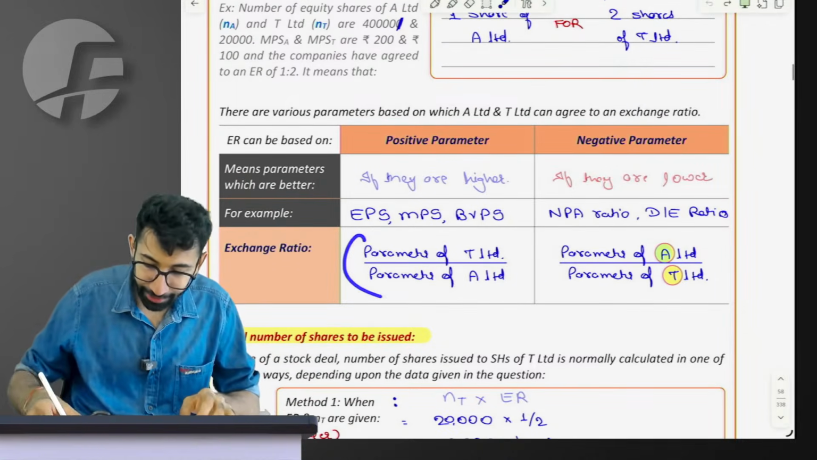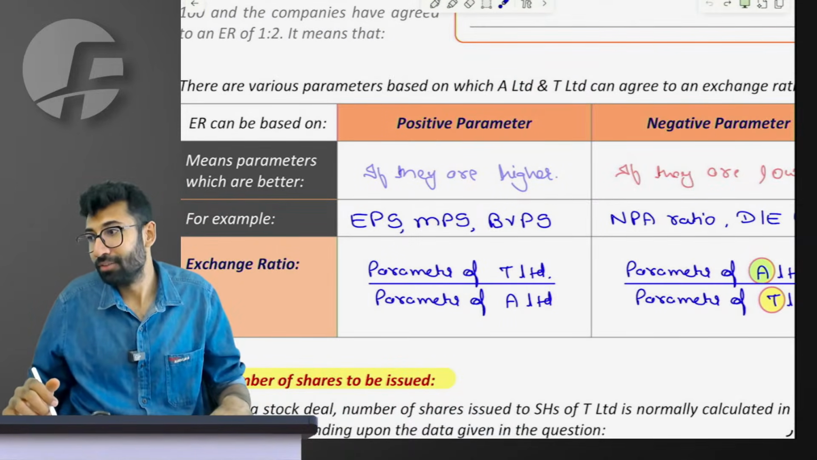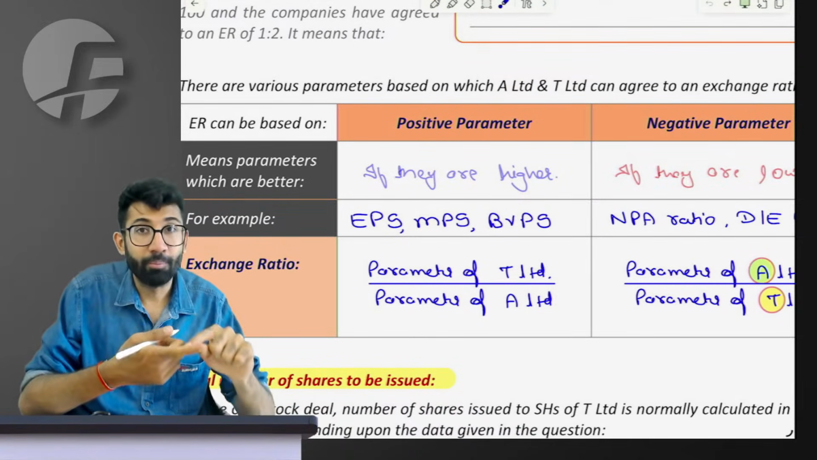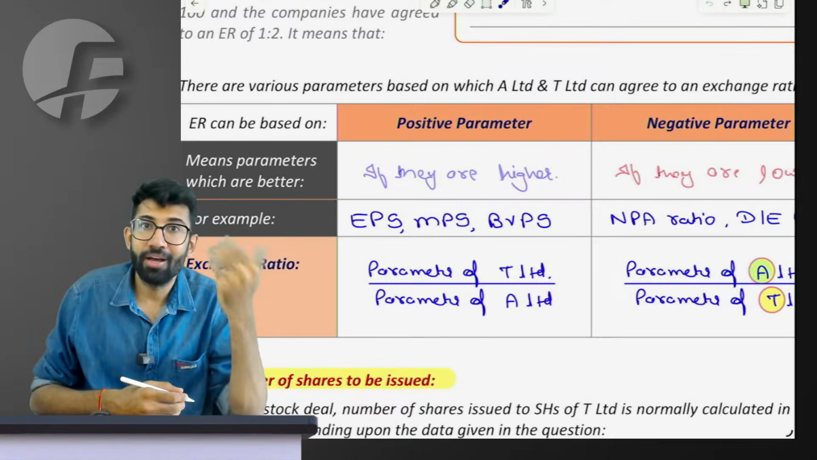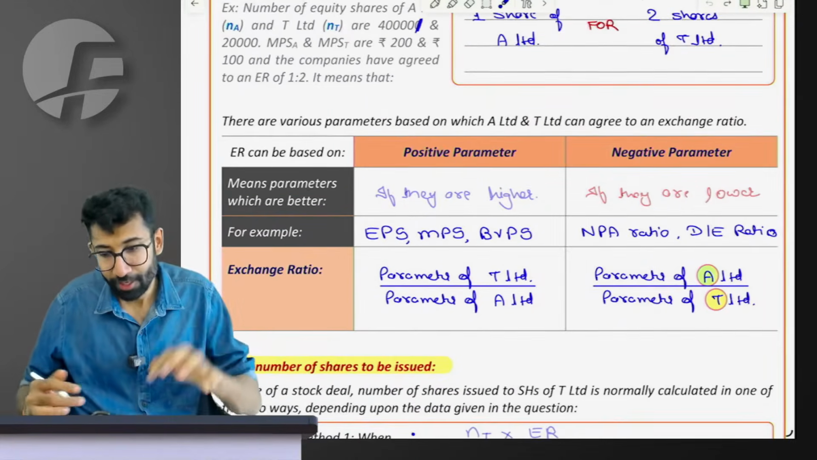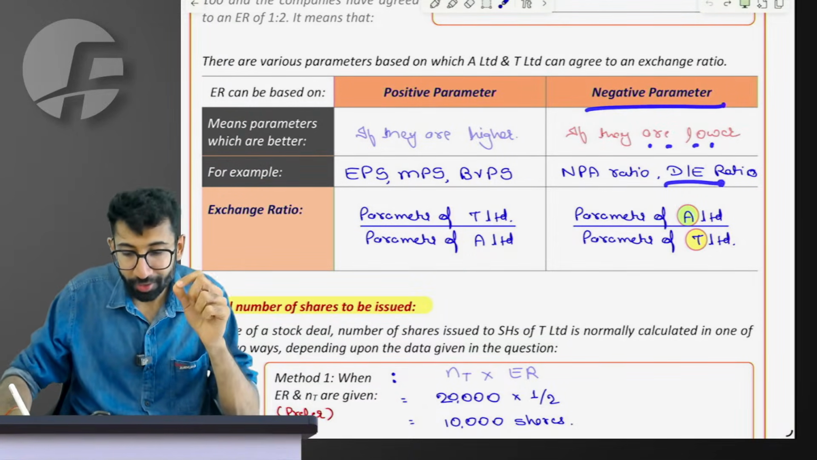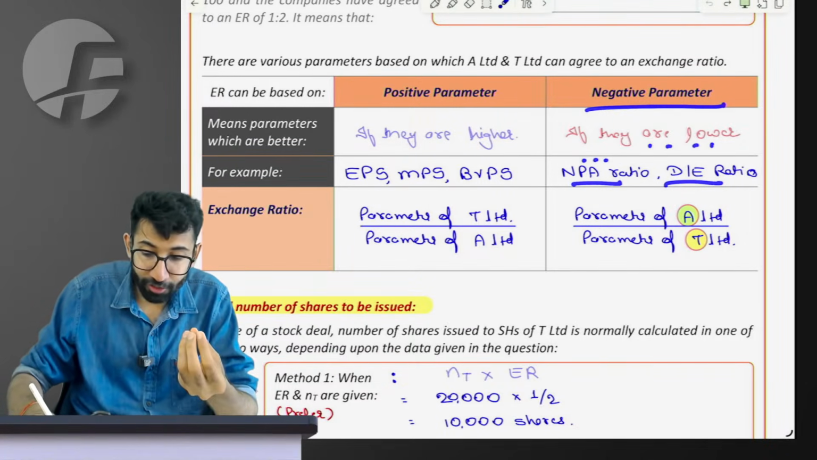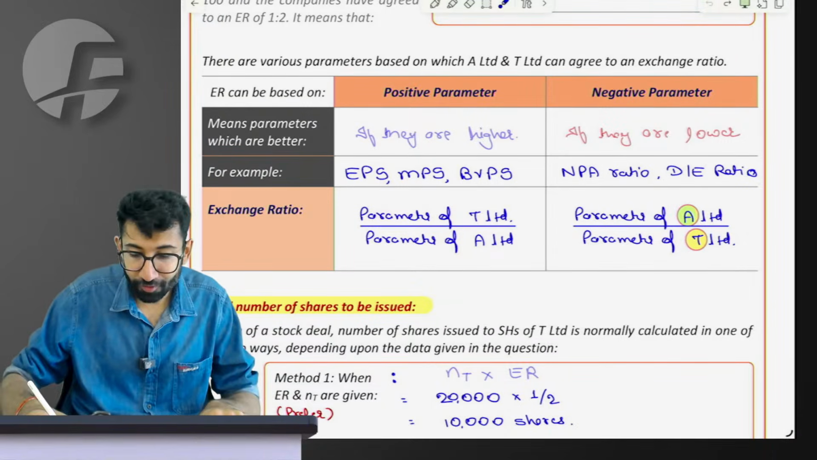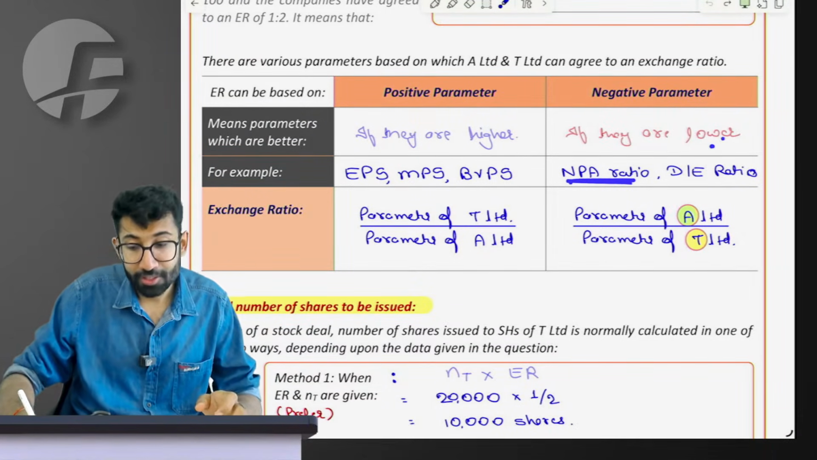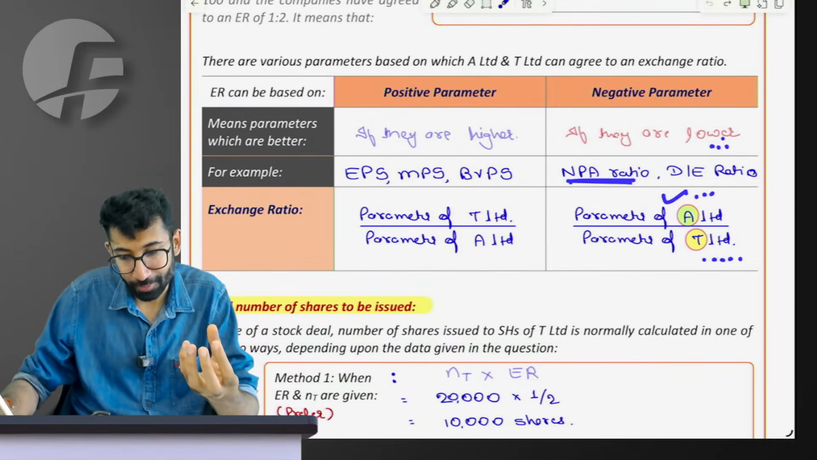Sir, this is the formula that you create if the parameter is positive. A positive parameter is something which is considered better if it is higher. EPS, MPS, book value per share are considered good when they are higher. Higher EPS is good, lower EPS is bad. Higher book value per share is good, lower is bad. Very similarly, negative parameters are those considered better if they are lower, for example debt to equity ratio, NPA ratio. NPA ratio is a kind of bad debt ratio. You would want the bad debt ratio to be low or high? Low. So it is a negative parameter if it is considered better when it is lower, and in that case the formula reverses. The formula becomes parameter of acquirer divided by that parameter of target limited.